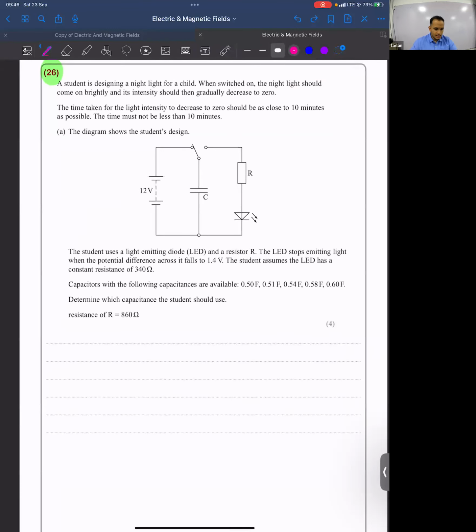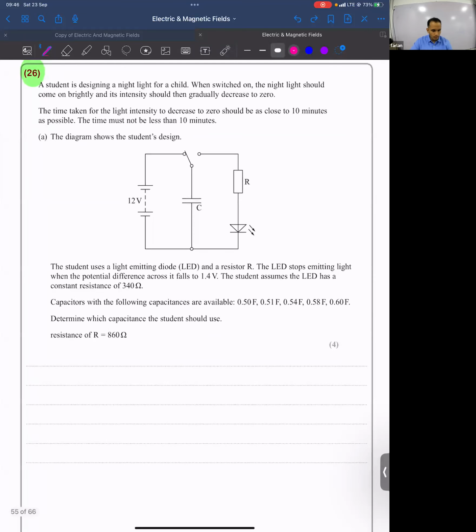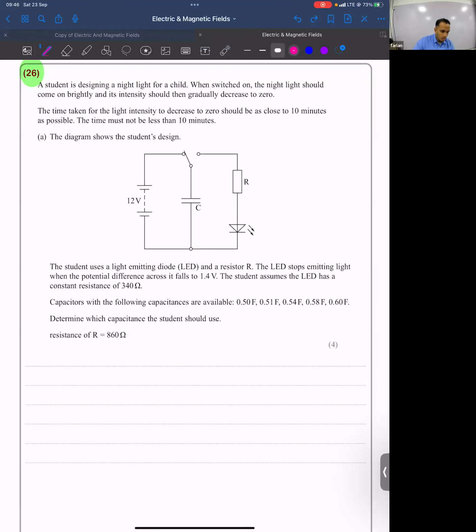A student is designing a night light for a child. When switched on, the night light should come on brightly and its intensity should then gradually decrease to 0. It's a good design, no? Did you do this question? Did you think about this design? You switch it on, it will be on with maximum intensity, and gradually the intensity will go down.